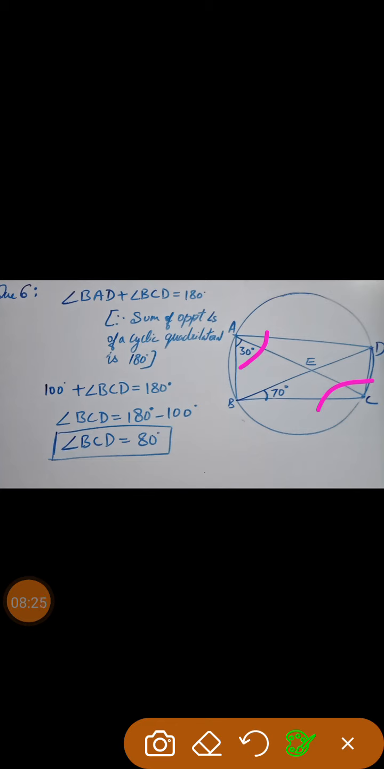And we already have got that angle BAD is 100 degrees. So in place of BAD we are writing 100. Now by transposition we have got angle BCD is equal to 180 minus 100, which is 80 degrees. This is our answer. And further in this question one more question is asked.